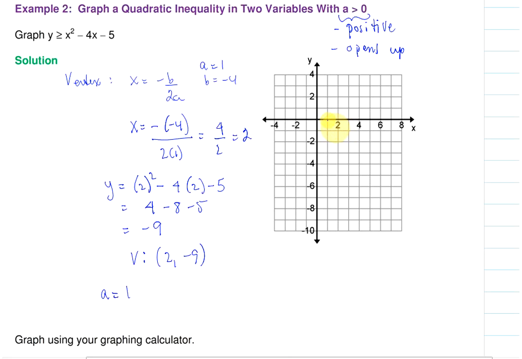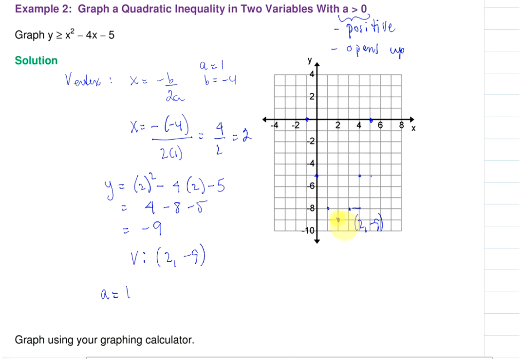Okay, so let's plot our vertex. It's at 2 and negative 9 right here. Our first step is 1, our second step is 3, and our third step is 5. Okay, so you can see we've got an x-intercept at 5. We'll do the same thing over to the left of our vertex. Our first step is 1, our second step is 3, and our third step is 5. So we have an x-intercept at negative 1, and you can see we have a y-intercept at negative 5.